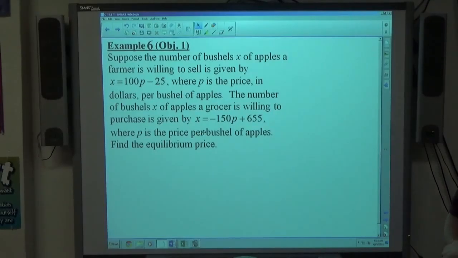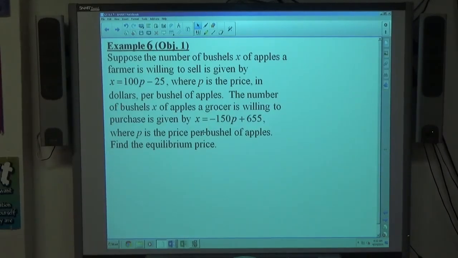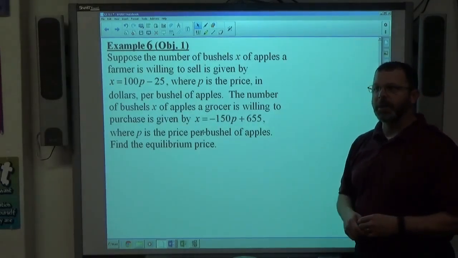Example 6. Suppose the number of bushels X of apples a farmer is willing to sell is given by X equals 100p minus 25, where P is the price in dollars per bushel of apples. The number of bushels X of apples a grocer is willing to purchase is given by X equals negative 150p plus 655, where P is the price per bushel of apples. Find the equilibrium price.